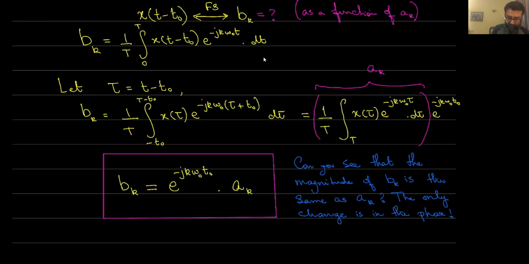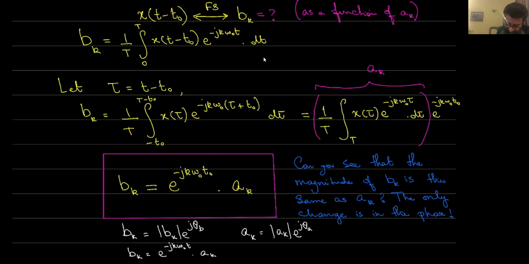do this in a bit more detail. So BK is some magnitude of it times e raised to power j theta b. Is that okay, Razi? And AK is some magnitude of it times e raised to power j theta a. Right? And what we're saying is that BK equals e raised to power minus j k omega naught t naught times AK. So this thing here is BK absolute e raised to power j theta b. And this thing here is e raised to power minus j k omega naught t naught times magnitude of AK and e raised to power j theta a.